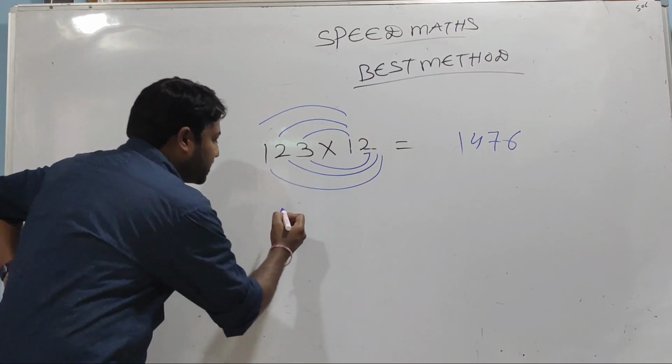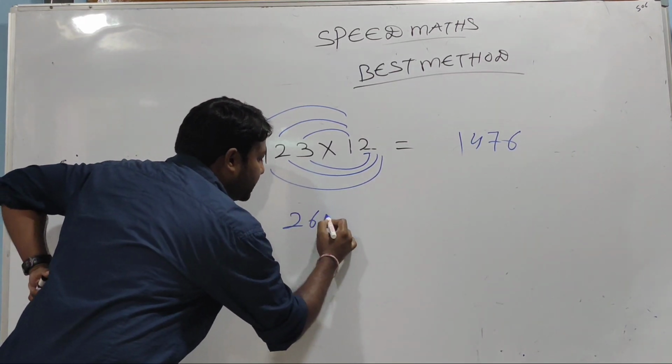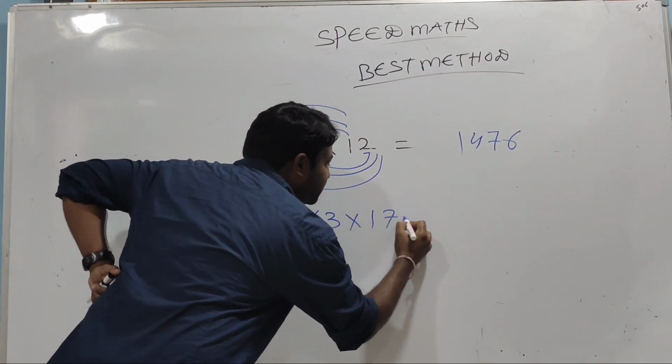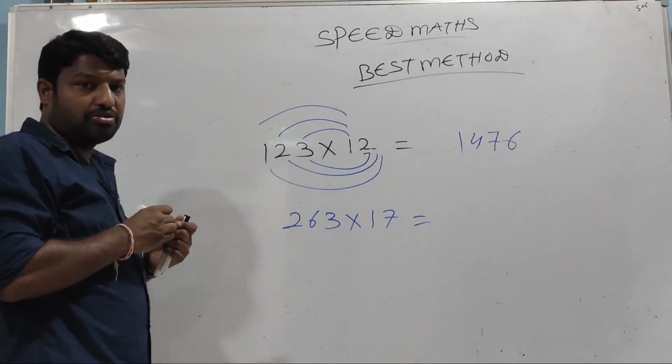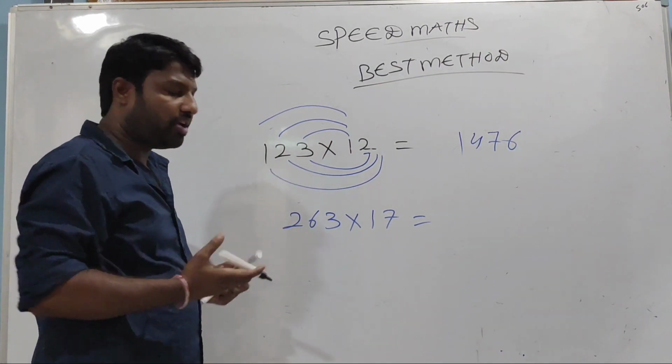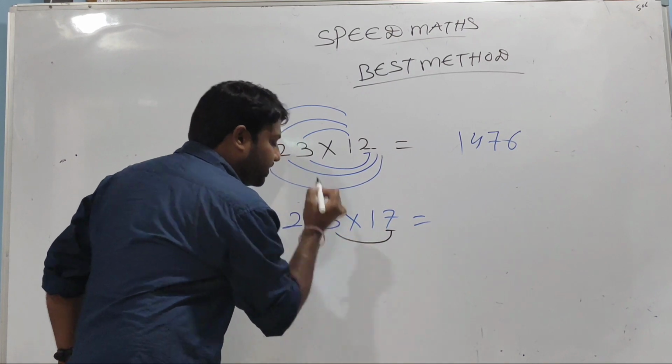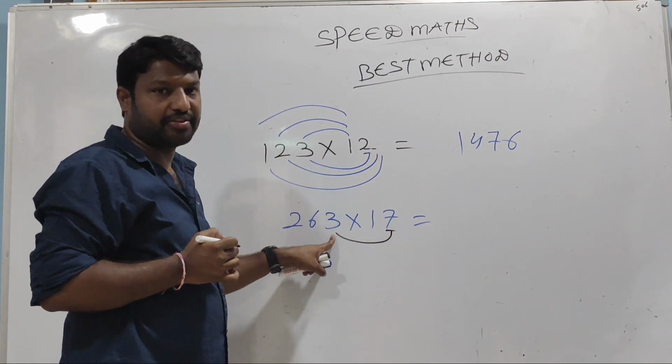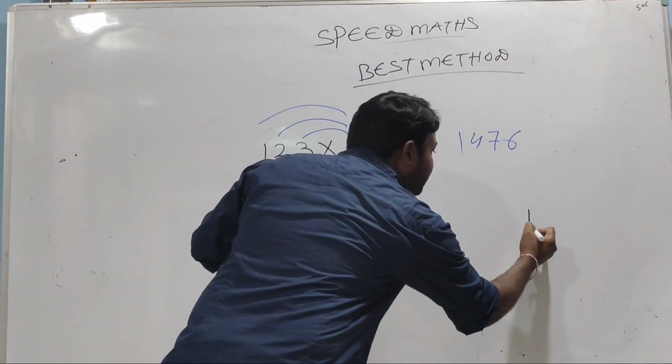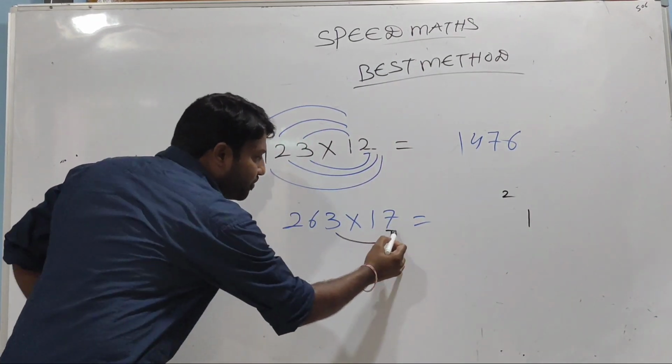See this, I will take one more example. 263 into 70. Let us say 263 into 17. I am multiplying 263 into 17. So what I will do, I will start from here. Okay, 7 into 3. This number with this. 7 3s are 21. So write 1 here, carry 2.